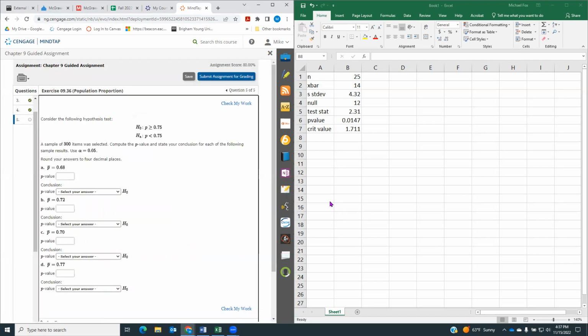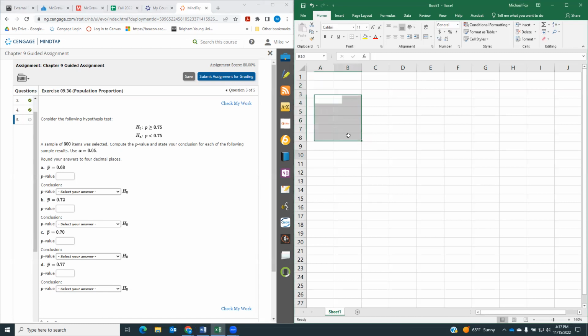So here, we're dealing with the population proportion, and we're asking ourselves, has the proportion actually changed? So we can see our null hypothesis is that the proportion is greater than or equal to 0.75, and our alternative hypothesis is that it is less than 0.75. So again, we know we have a left-tailed test where we're checking to see if this proportion has gone down or gone to the left.